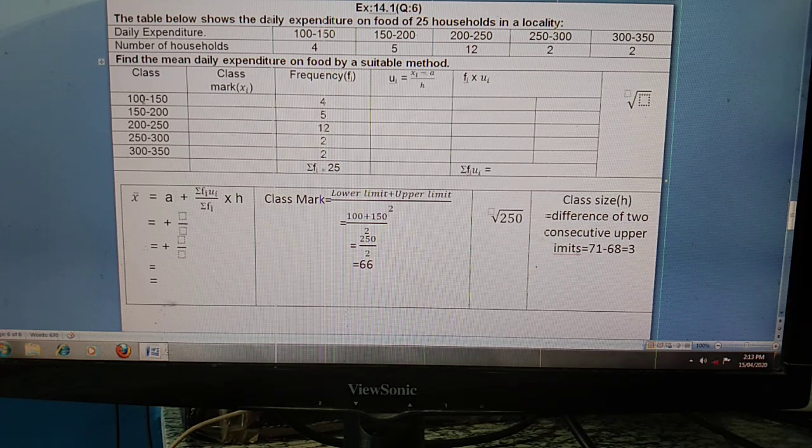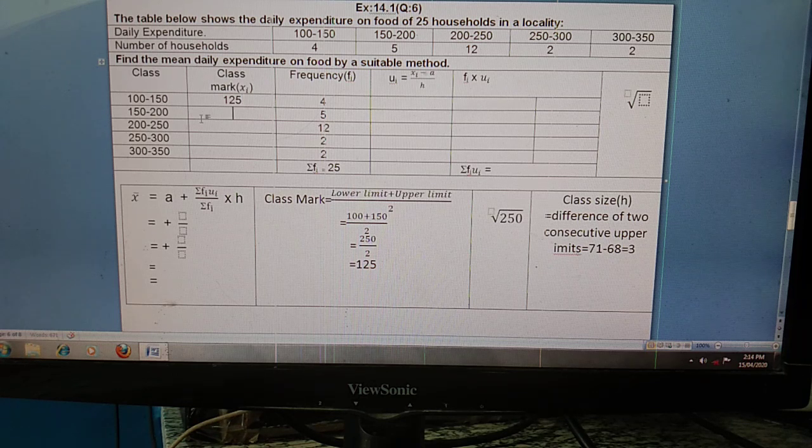We'll find out the class mark of the class 100 to 150. We know the formula: lower limit plus upper limit divided by 2. Here lower limit 100, upper limit 150. So 100 plus 150 divided by 2. 100 plus 150 will be 250. If I divide 250 by 2, I will get 125. So 125 will be the class mark of the class 100 to 150.